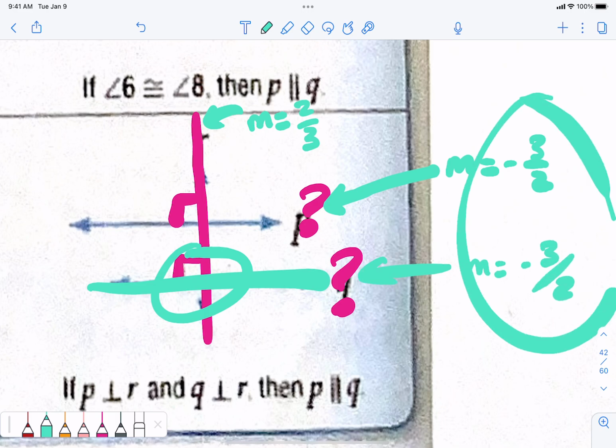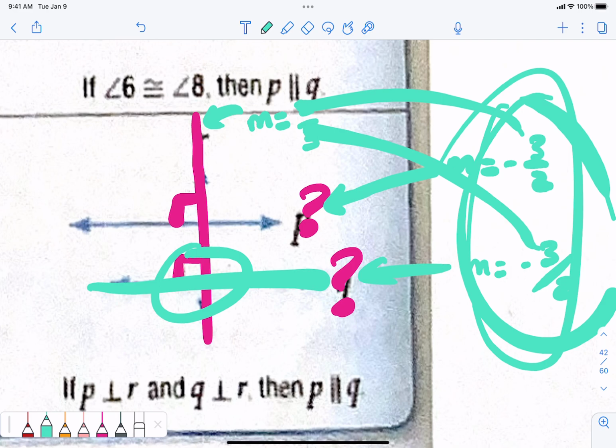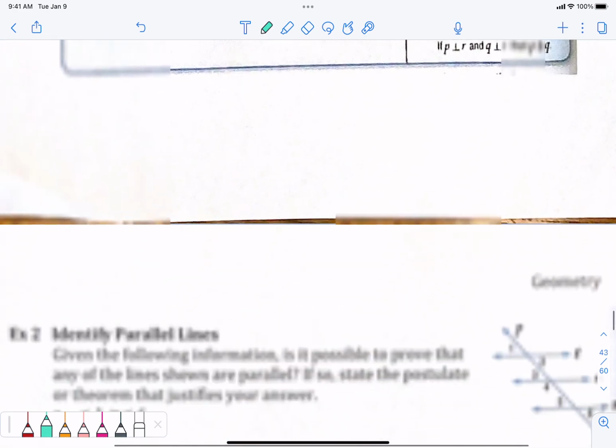But doesn't that mean these two are parallel if they have the same slope? So I've just kind of proved it, right? These are perpendicular slopes, but they're the same as each other, so they have to be parallel to each other, right? Okay, so that just kind of proves why that is. All right, let's go down and do some problems.